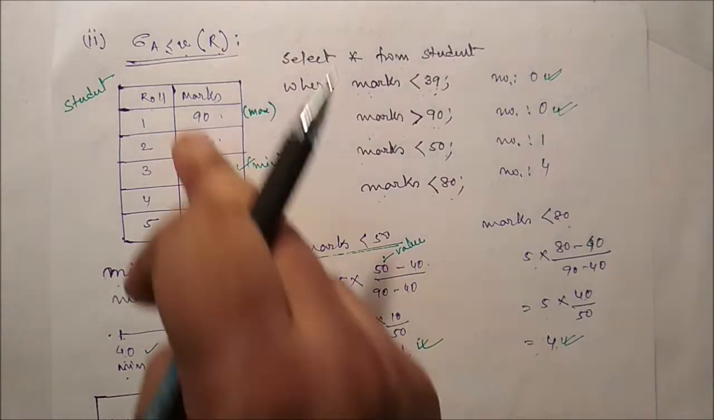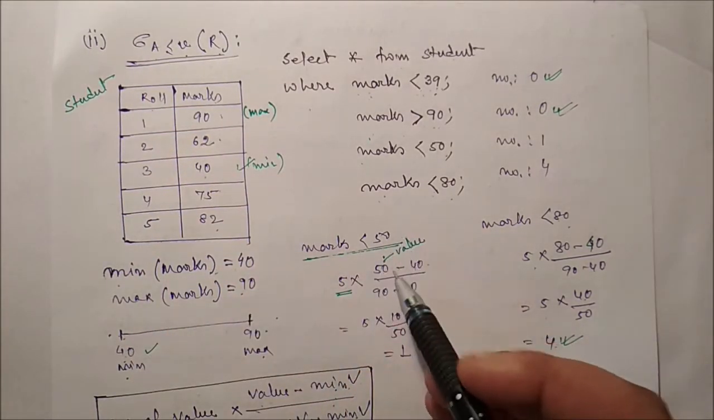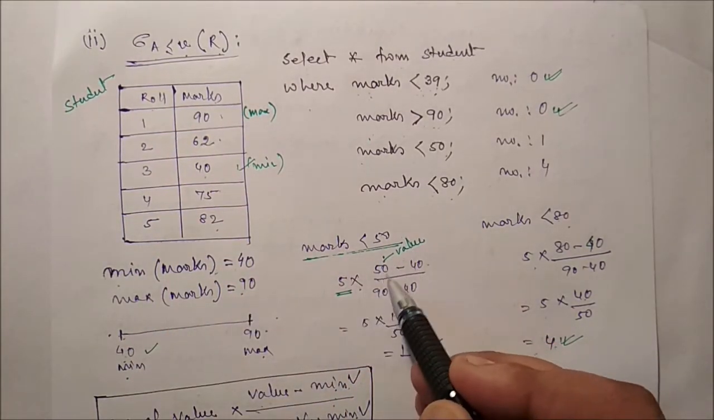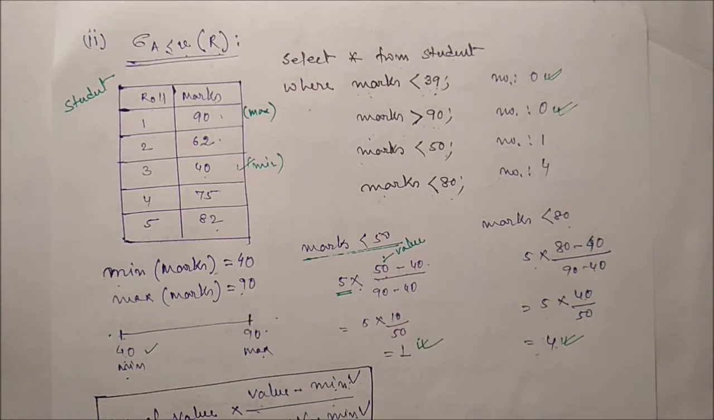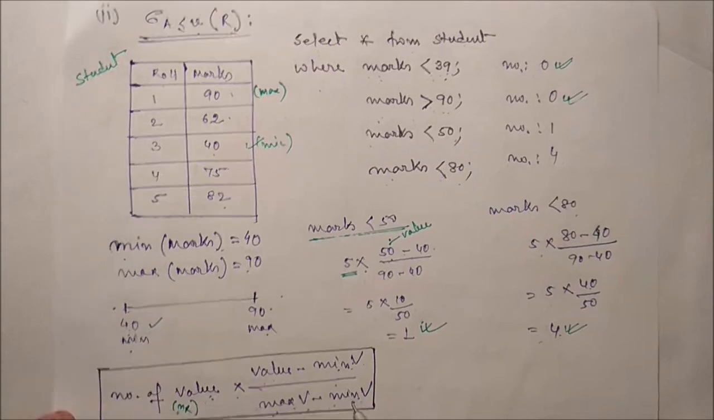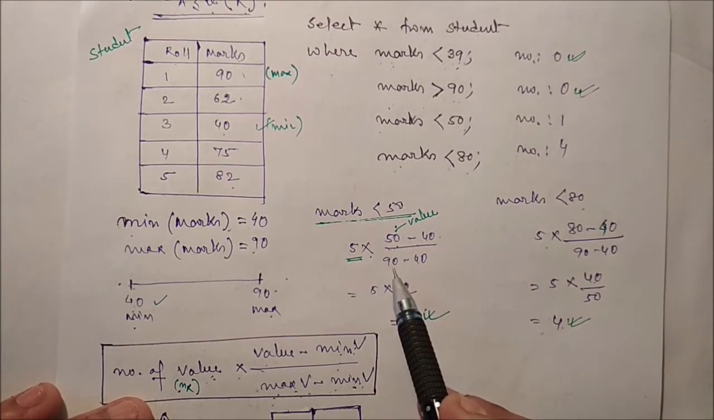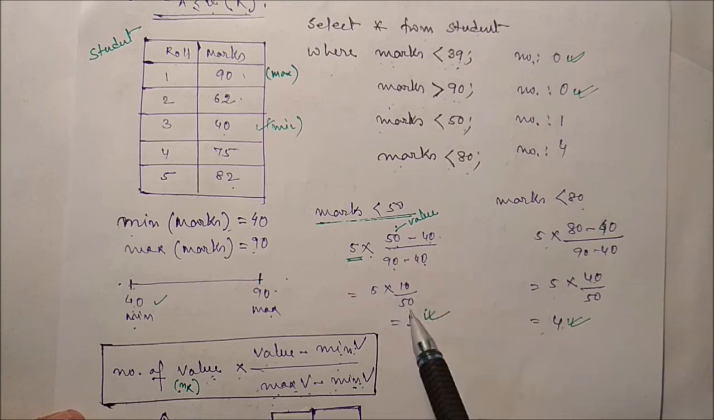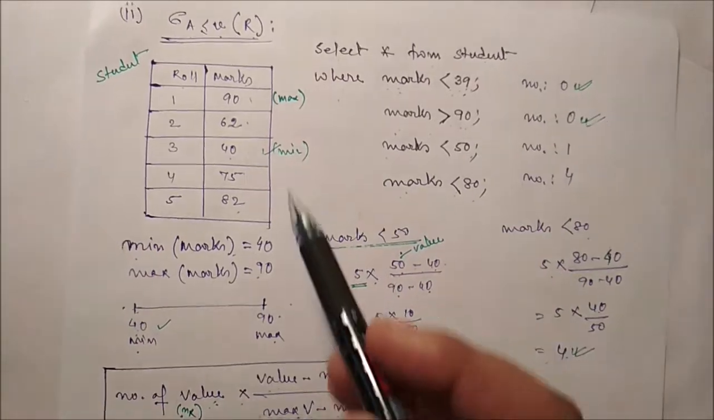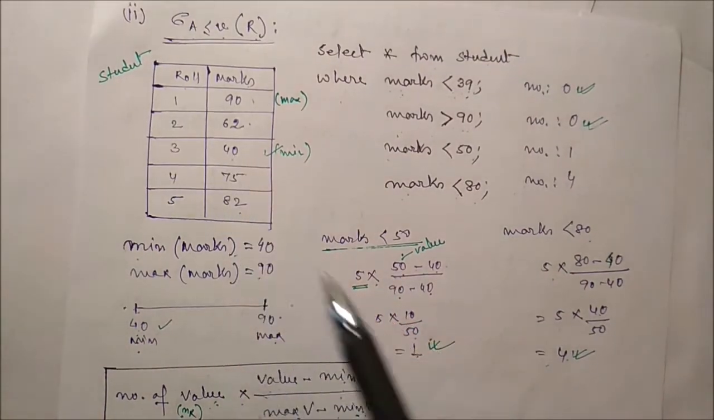So the number of records is 5, so 5 times the value, where the value is 50 minus the minimum value, divided by the maximum value minus the minimum value. So 50 minus 40, divided by 50. So the answer is what? 1. So less than 50, how many records are there? Only one record is there, that is 50.